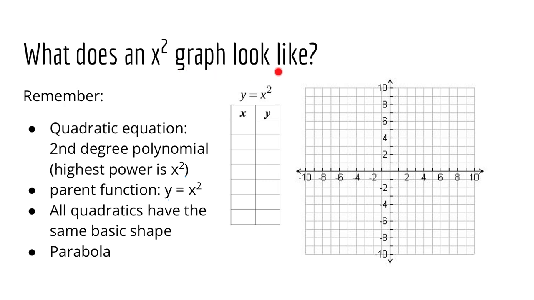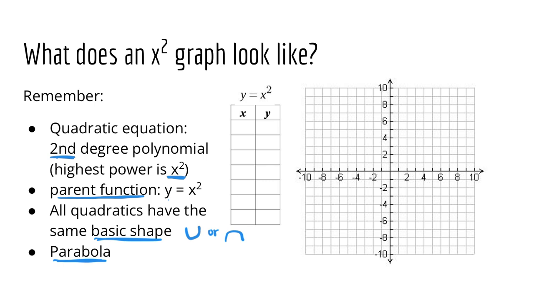What does an x squared graph look like? Just to review a little bit, a quadratic equation is an equation that is second degree. That means the highest power is x squared. When we have just y equals x squared, we call this the parent function because it's stripped down to just the basic shape. All quadratic equations have the same basic shape. It's a U shape, so it's either opening up or opening down. And we call that basic shape a parabola.